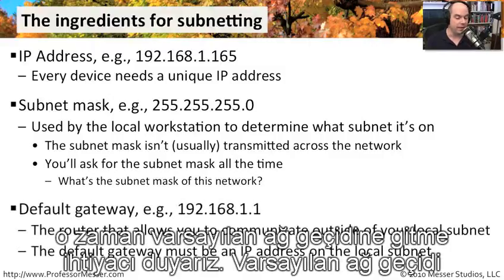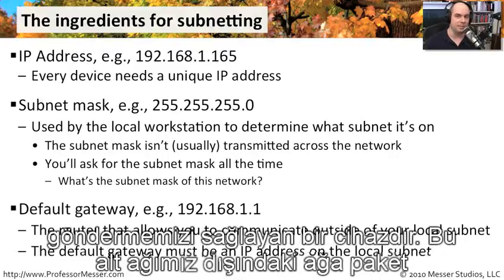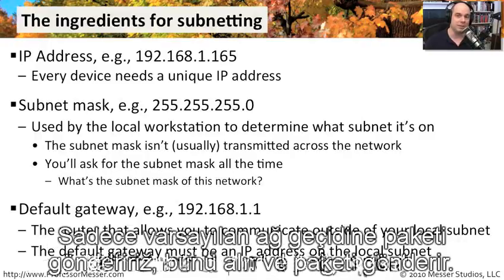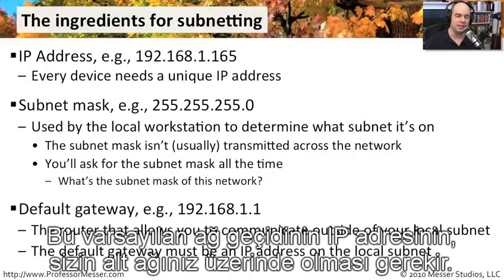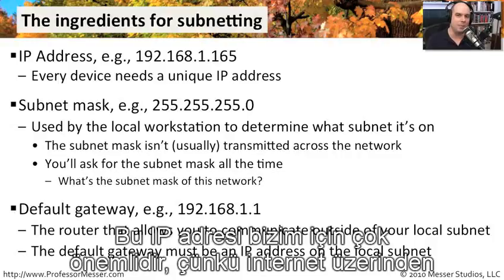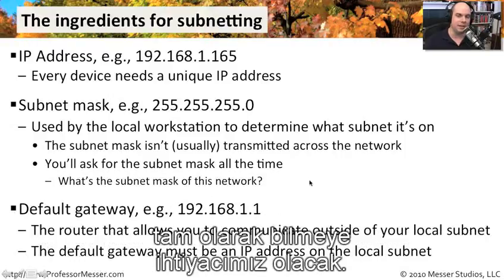And the default gateway is a device that allows the packets from our computer to go outside of our subnet. It really is very simple. We don't even have to think about it. We just send the packets off to the default gateway. It handles them from there, and it handles getting the packets back to us once that device sends a response in the other direction. This IP address of the default gateway has to be on your local subnet. So that's a very important IP address for us, because if we need to talk over the internet, then we're going to need to know exactly what that IP address is of our local default gateway.